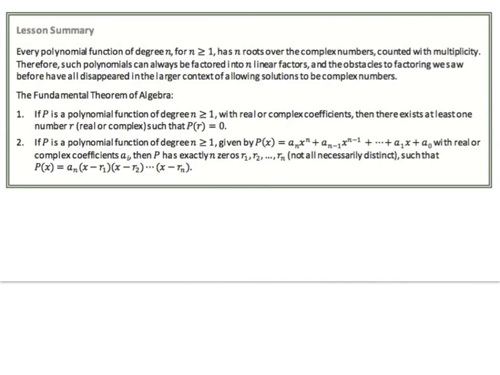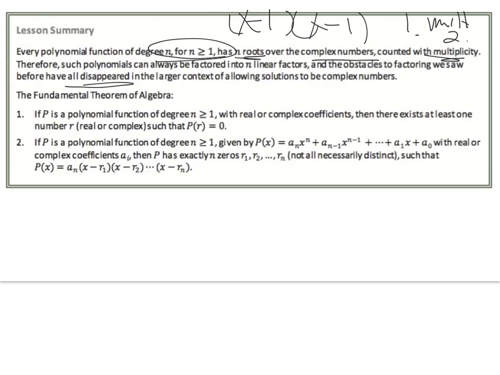So we have our lesson summary. Every polynomial function of degree n, if n is greater than 1, has n roots over the complex numbers counted with multiplicities. Remember, we have multiplicities. If we had a solution of 1, say x minus 1 and x minus 1, that would be a solution of 1 with multiplicity of 2. Therefore, such polynomials can always be factored into n linear factors, and the obstacles to factoring we saw before have all disappeared in the larger context of allowing solutions to be complex numbers.